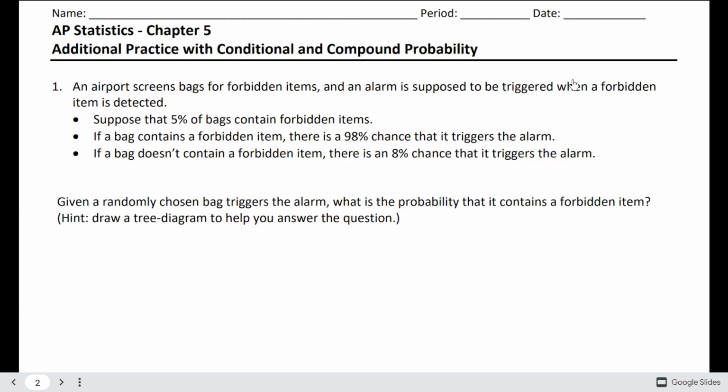Person packing ahead of time. Whether they knew it was forbidden or not, the person actually had to put the item in there first. The detectors at the airport are there to set off an alarm if it finds something that's already there. So when I go to do my tree diagram, my first branches are going to be whether or not it contains something that is forbidden.